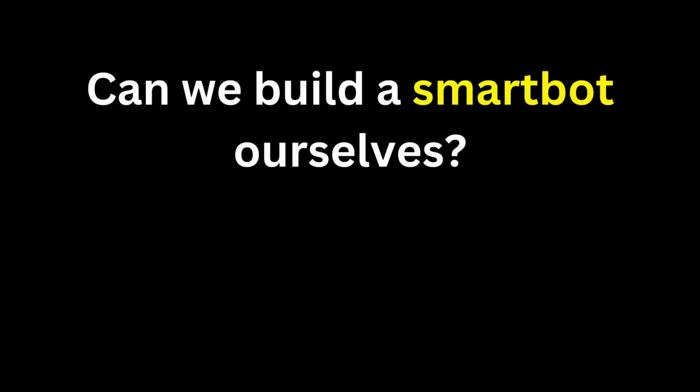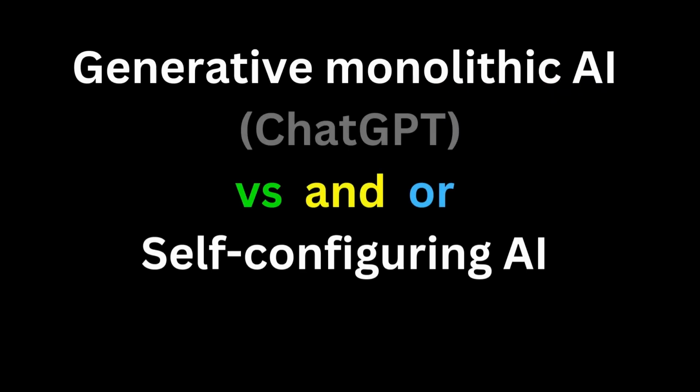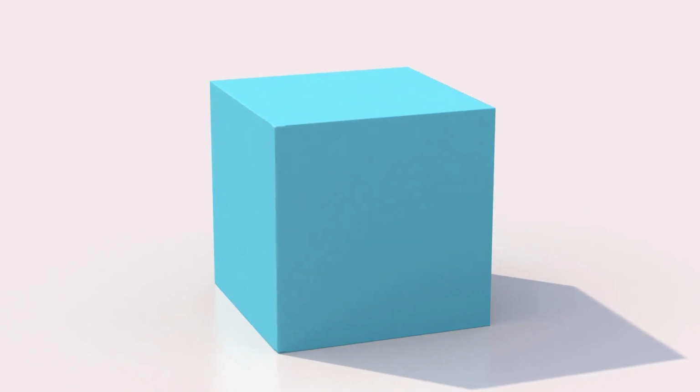Hi community, you ask me, can we build a smart bot? Or, I say, a generative monolithic AI versus a self-configurating smart AI. Look at this generating functional of a vector space. You see what I mean? Look now in comparison to a monolith.